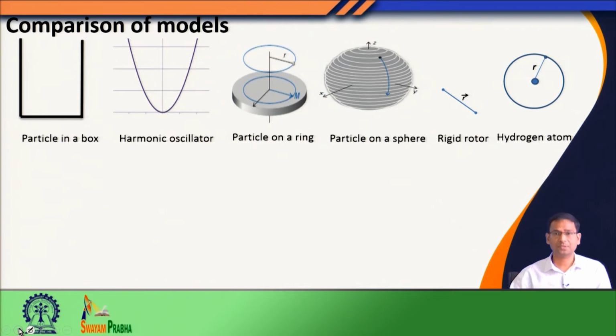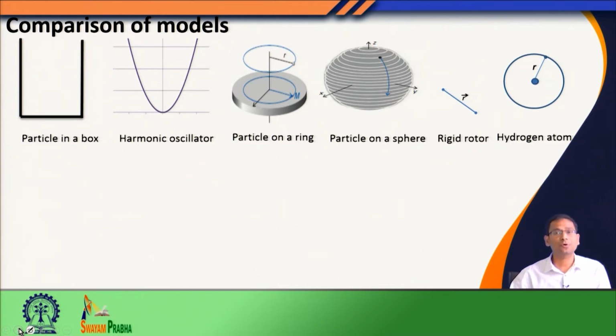The next three problems are in a way related to each other. They are particle in a ring, particle in a sphere, and rigid rotor. These three systems are related because all of them show a rotational movement of a particle. Particle in a ring shows rotation on a plane, on a ring. Particle in a sphere shows rotational motion on the surface of a sphere, and rigid rotor shows rotational motion around a bond. These three problems we could solve by invoking the spherical coordinate system, and in particular we discussed the angular momentum operator to discuss the solution of these problems.